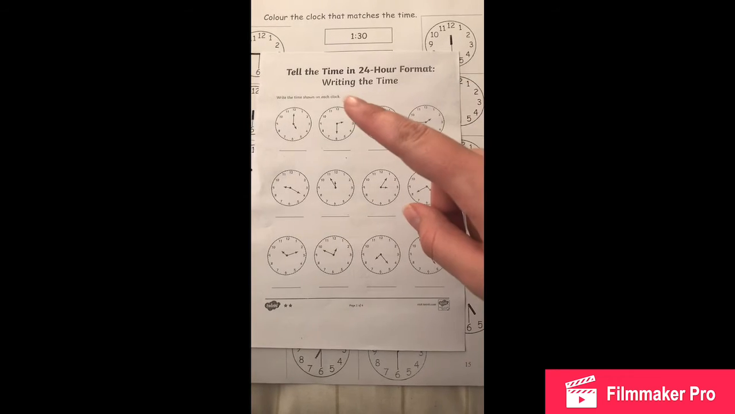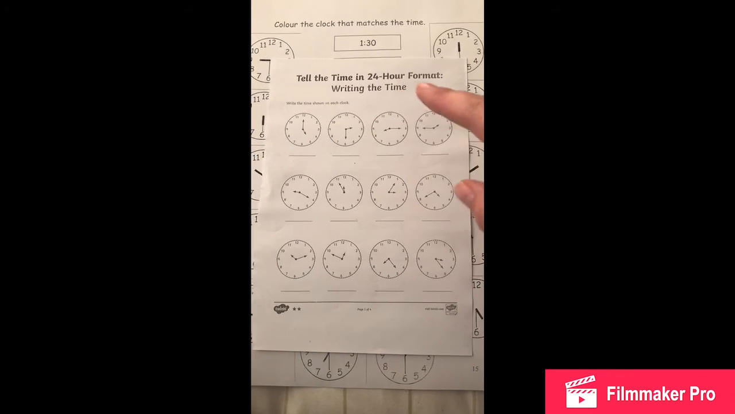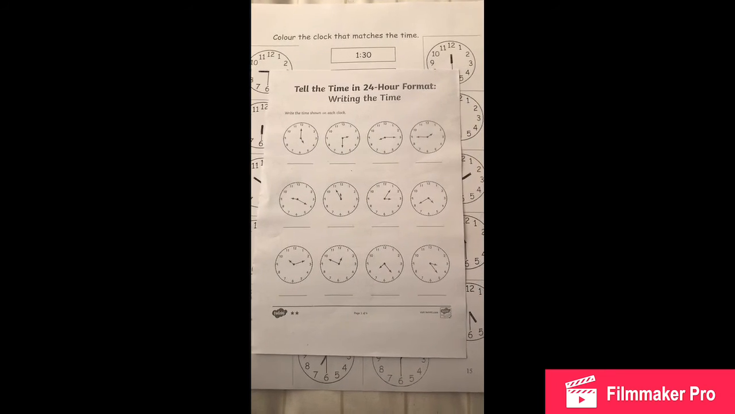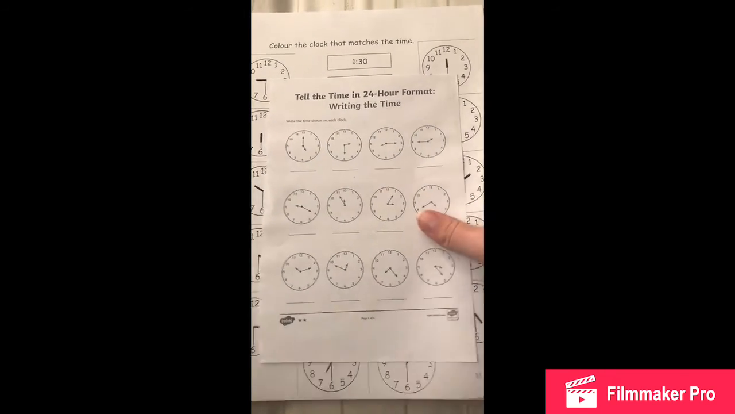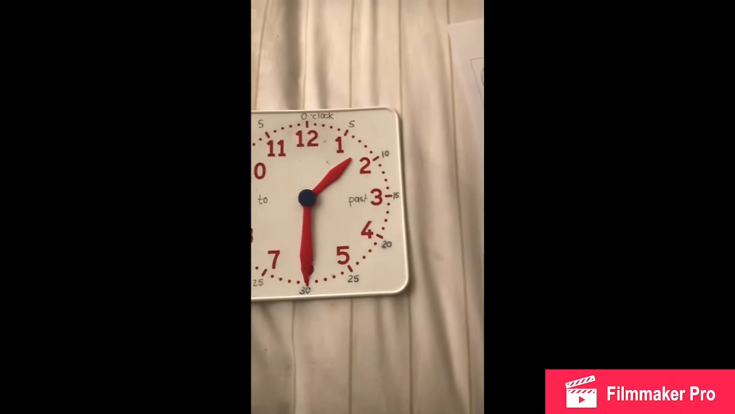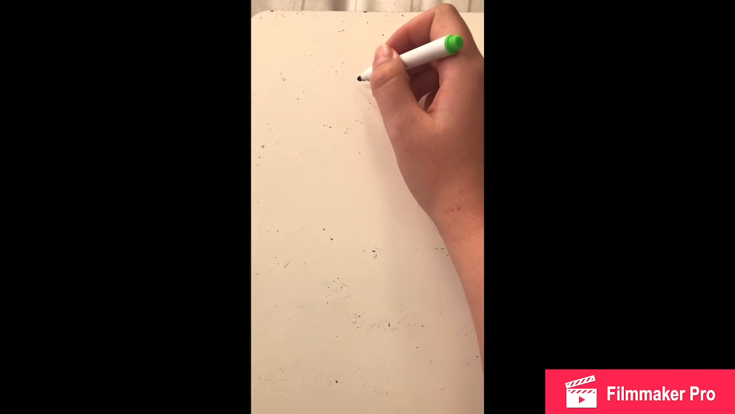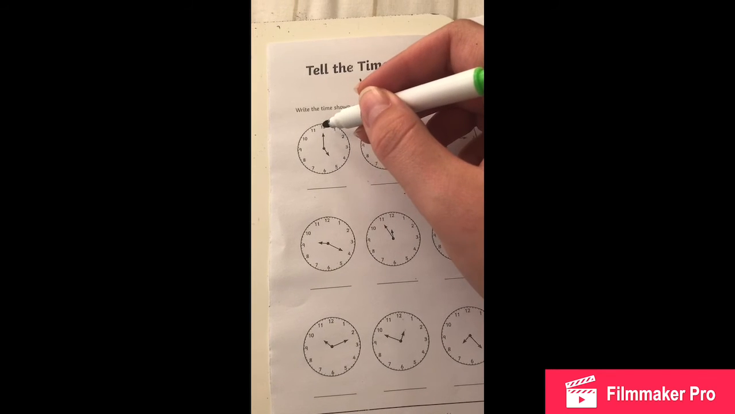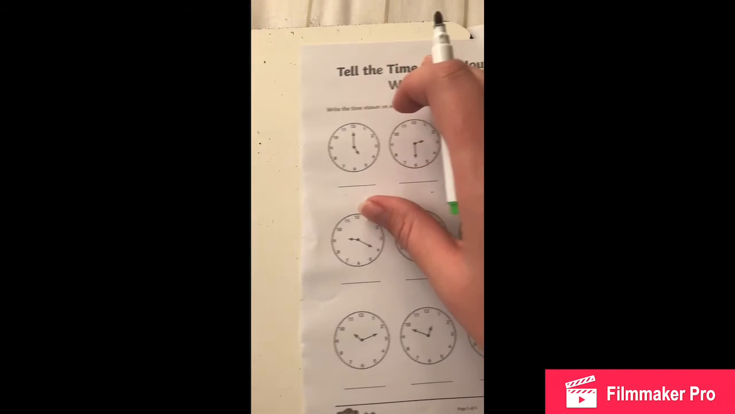Then this worksheet says tell the time in 24-hour format, writing the time. Write the time shown on each clock. What they mean is that we now need to write those times in digital time. Let's do the first one together. The short hand is on the 5 and the long hand is on the 12. So that means that it is 5 o'clock.